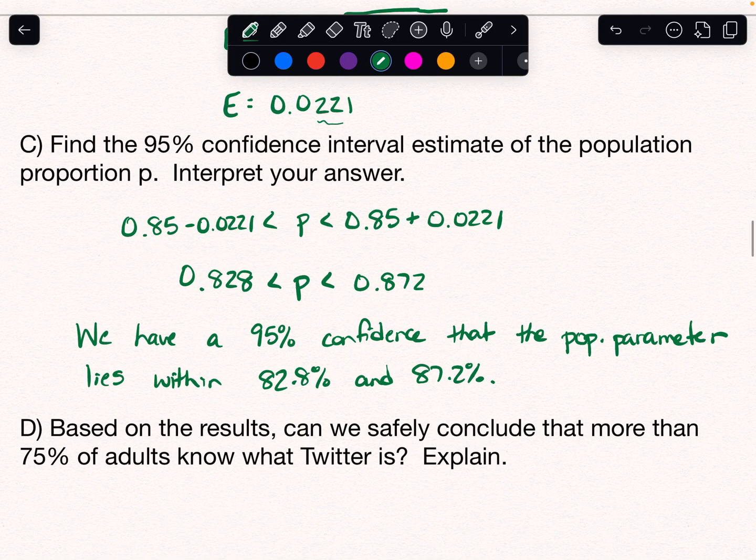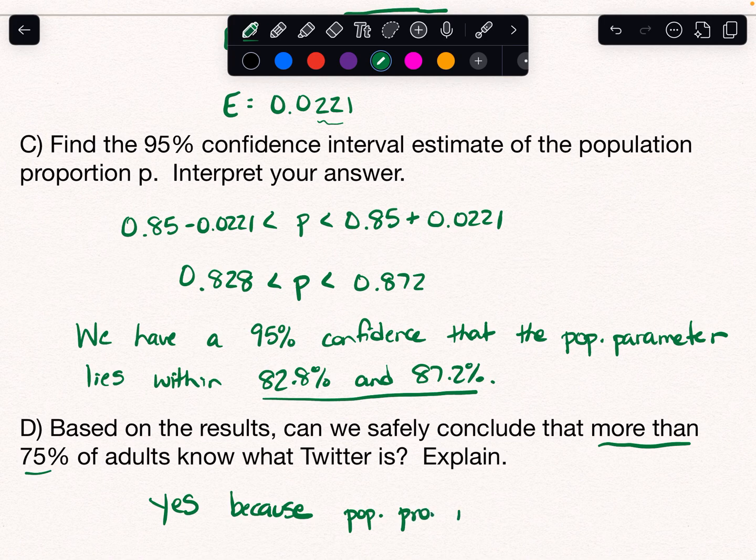Okay, so then part D, based on the results, can we safely conclude that more than 75% of adults know what Twitter is? So since our interval and our sample proportion are both larger than 75%, we would say yes, because the population proportion is larger than 75%.